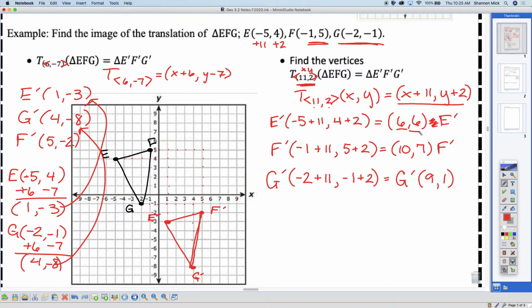-2 and 5, next point for G. Why did you not add 11 to -2 and -1? I did. I have -2 plus 11. Oh, I was looking at F. Okay. I have -2 plus 11 and -1 plus 2.